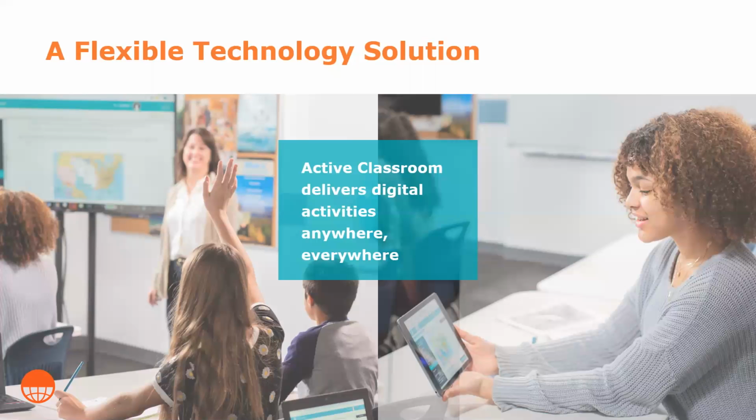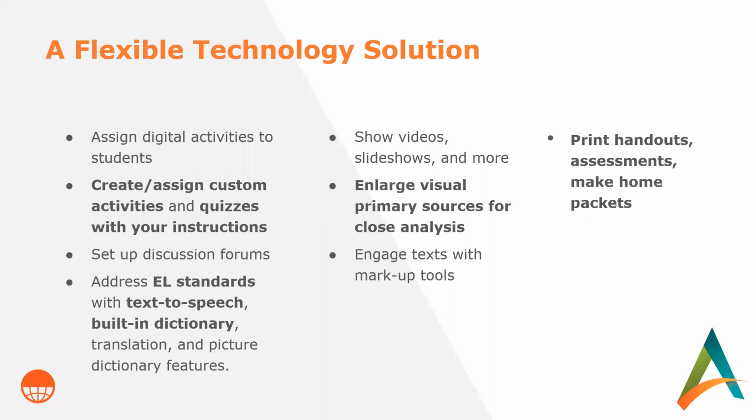It's a flexible technology solution. So if you're fully digital, you can deliver it in a fully digital world, but you can also print. About 95% of the activities in Active Classroom can be printed. Actually, probably 90, because if you count videos and things like that, you can't really print those. But you can deliver things digitally, but you can also do where you're modeling. So you're at the front of the classroom showing something on your screen, and your students have maybe some print handouts or something like that at their desks. Or if they have devices, it works that way too.